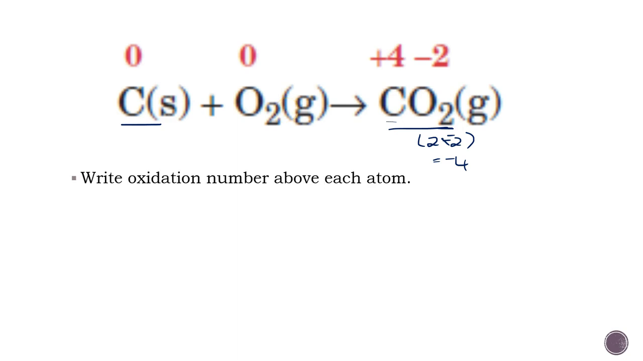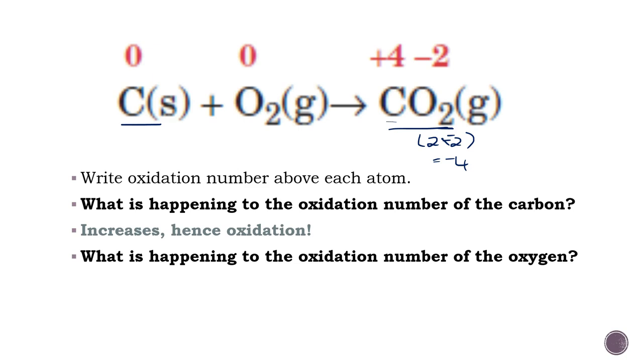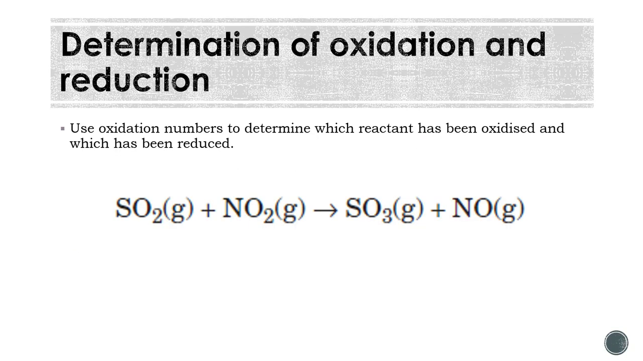So you tend to write the oxidation number above each atom, and figure out what is happening to the oxidation. In this case, the oxidation number of carbon is increasing, so the carbon is being oxidized. The oxidation number of oxygen is decreasing, so the oxygen has been reduced. Okay, so oxygen will be the oxidant and carbon will be the reductant. So, another example. I want you to pause the video, have a go at this, and then come back and check your answer.